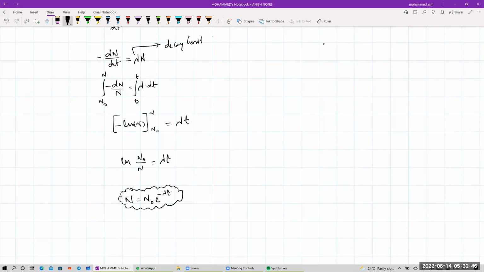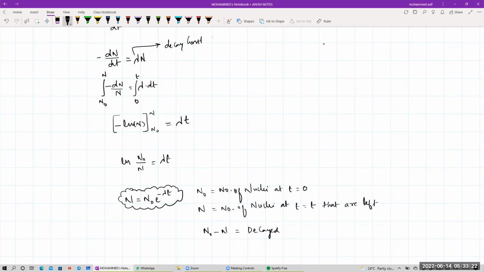So n naught is the number of nuclei at t equals 0, and N is the number of nuclei at time t that are left. That's it. N naught minus N will give me the decayed nuclei.